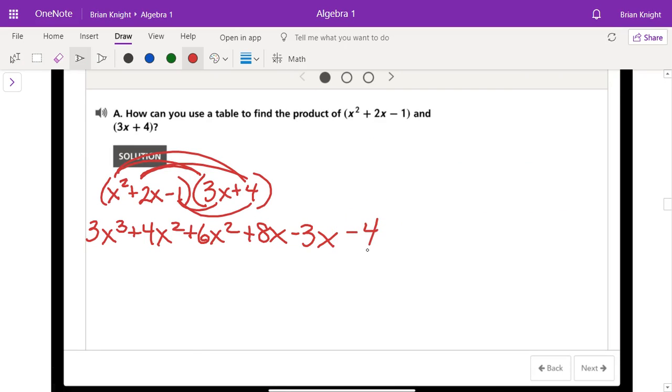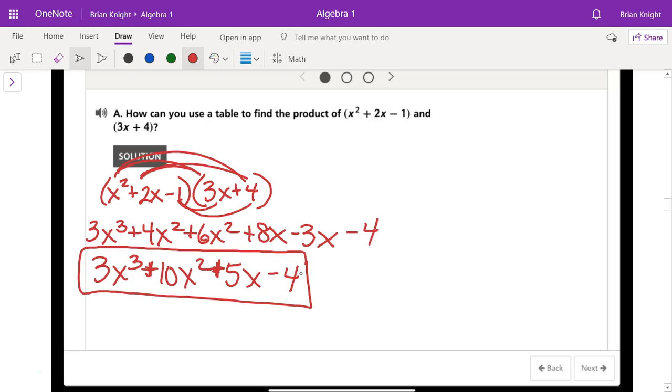And then you add your like terms. So we have 3x to the third, 4x squared, and 6x squared is how many x squareds? 10x squareds. 8x minus 3x is 5x. And then minus 4.